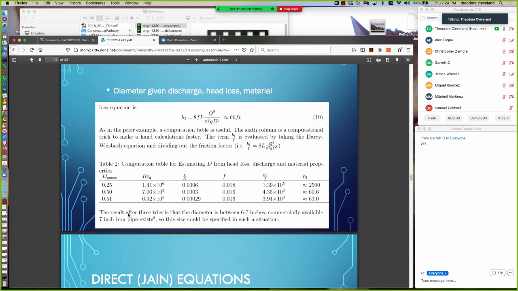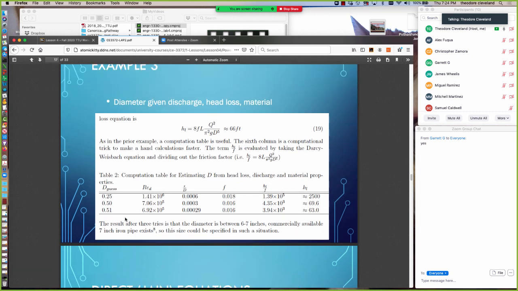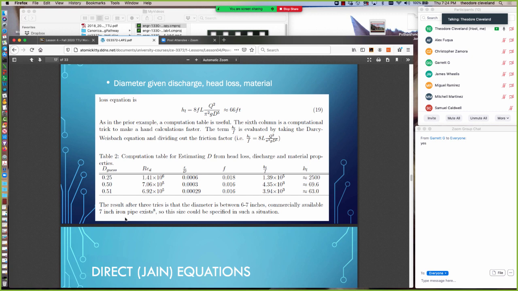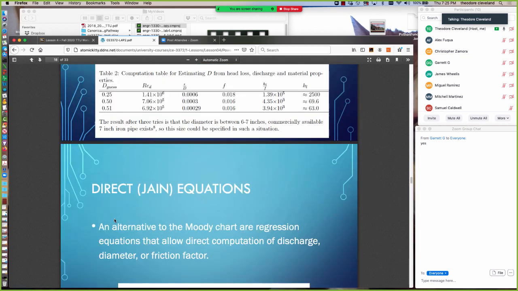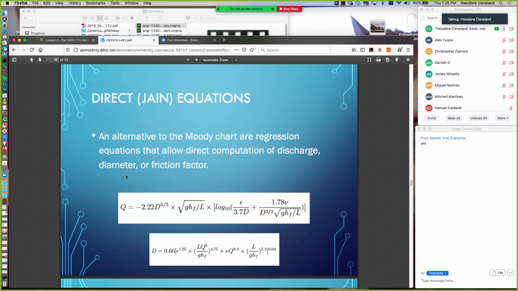And so the result after 3 tries is that the diameter is somewhere between 6 and 7 inches. For what it's worth, there's actually commercially available 7-inch pipe. I imagine it's not very common, but it does exist, or at least it existed at the time this document was created. And so one could specify that size in such a situation. You'd have to really want that pipe. The 7-inch is pretty unusual.